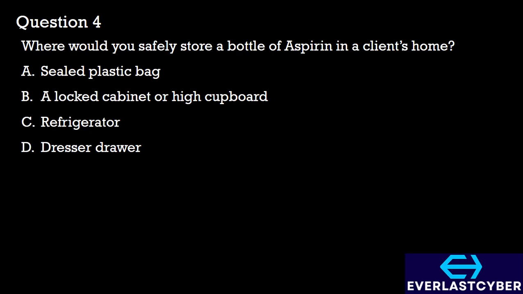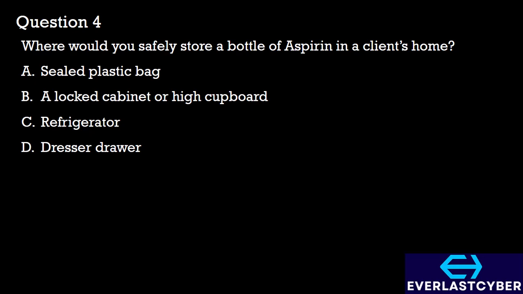Question 4. Where would you safely store a bottle of aspirin in a client's home? A. Sealed plastic bag, B. A locked cabinet or high cupboard, C. Refrigerator, D. Dresser drawer. While sealing protects from moisture, it does not ensure safety from accidental ingestion if the bag is accessible.